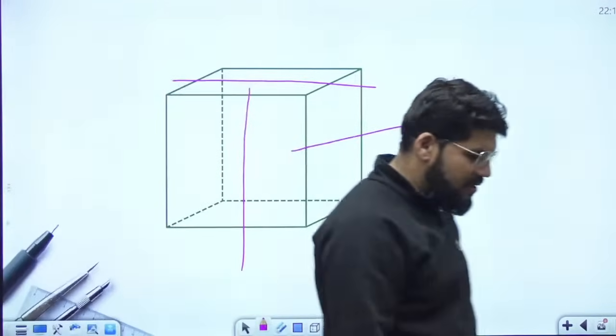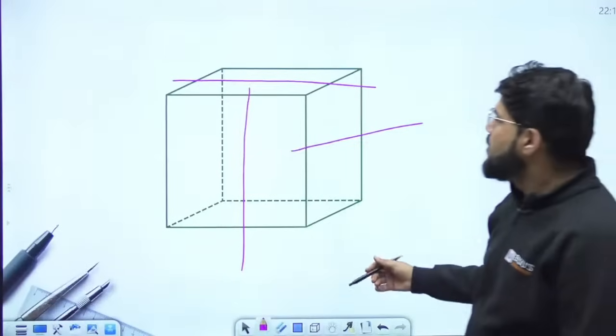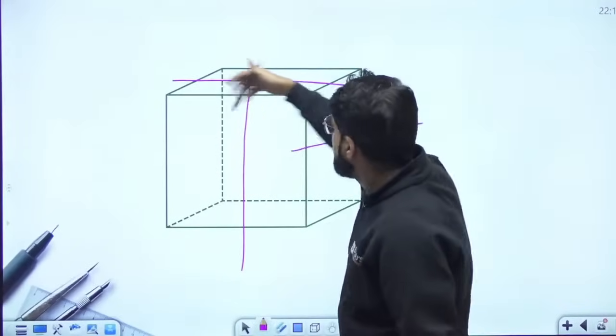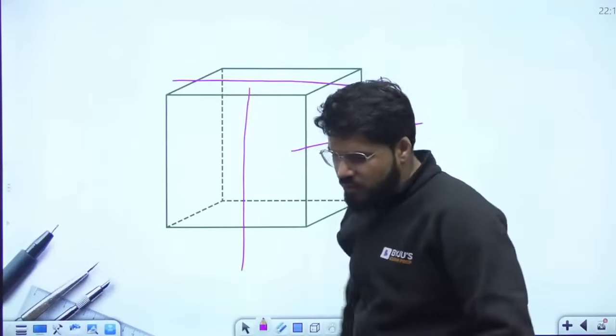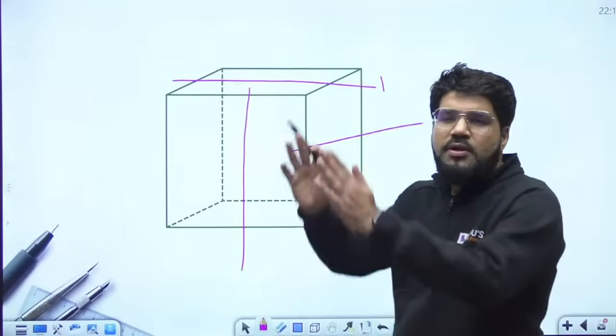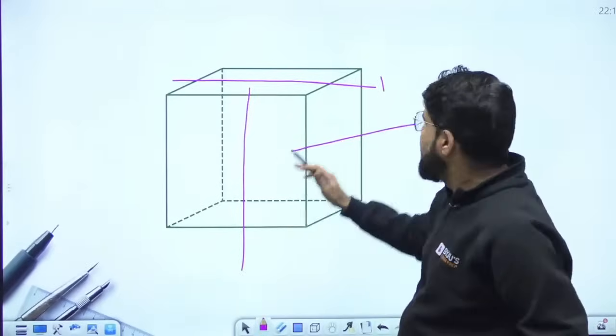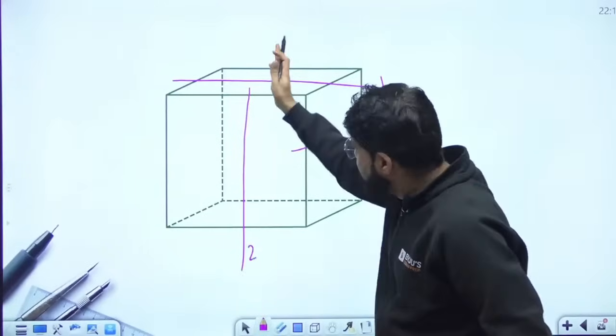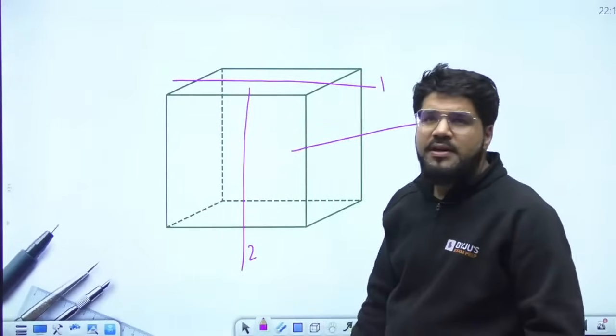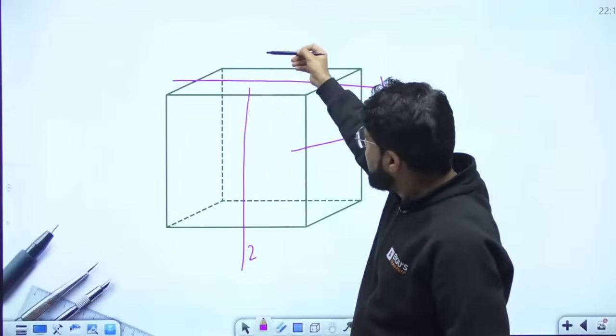Okay, now you can just imagine yourself that let's suppose first you talk about this particular cut. I called this 1. The figure is divided into two parts. Now let's cut it vertically. Now when you cut it vertically, both you cut vertically.